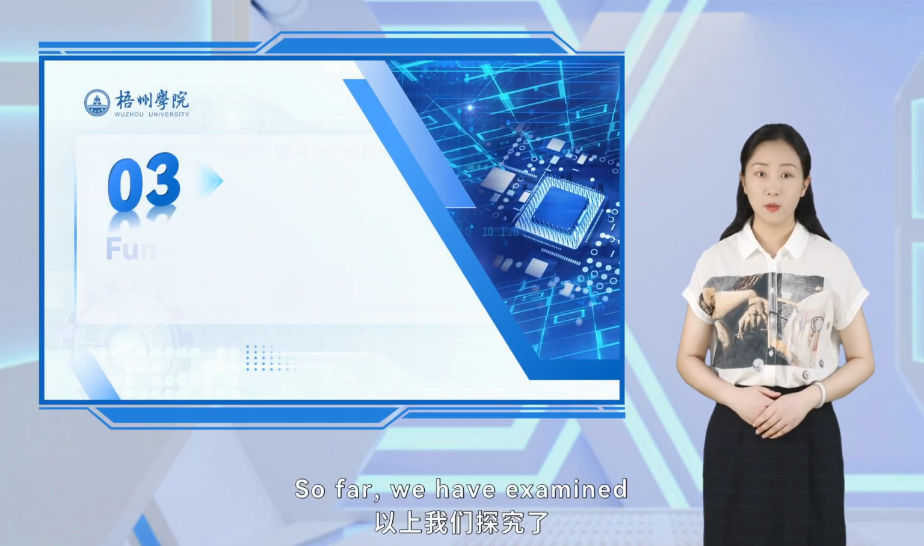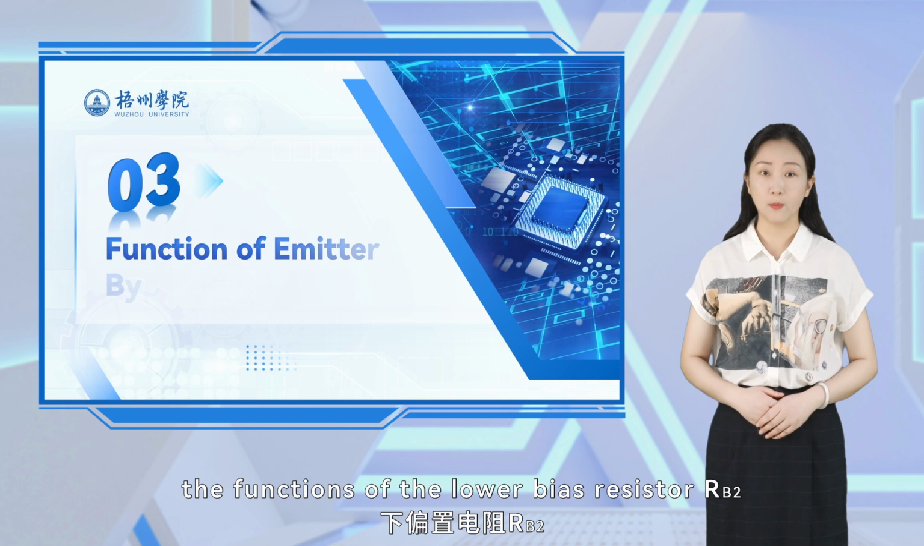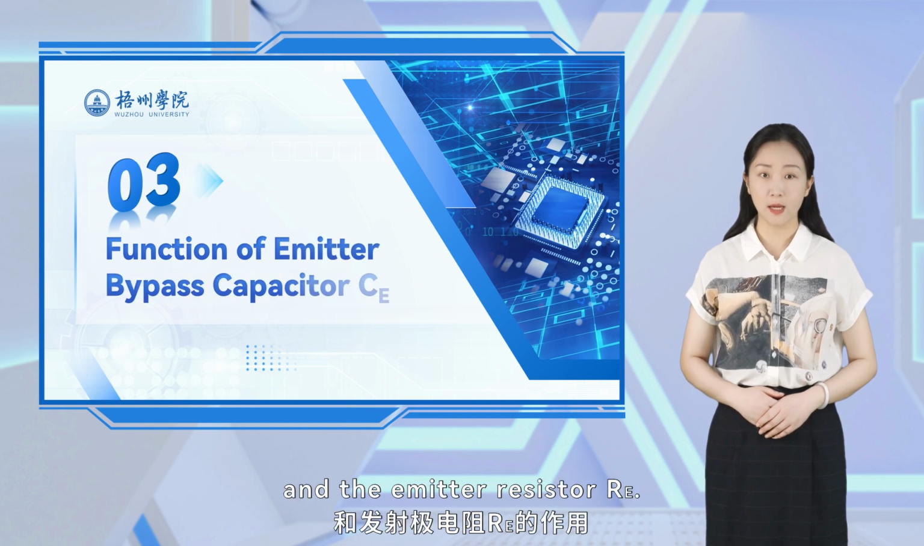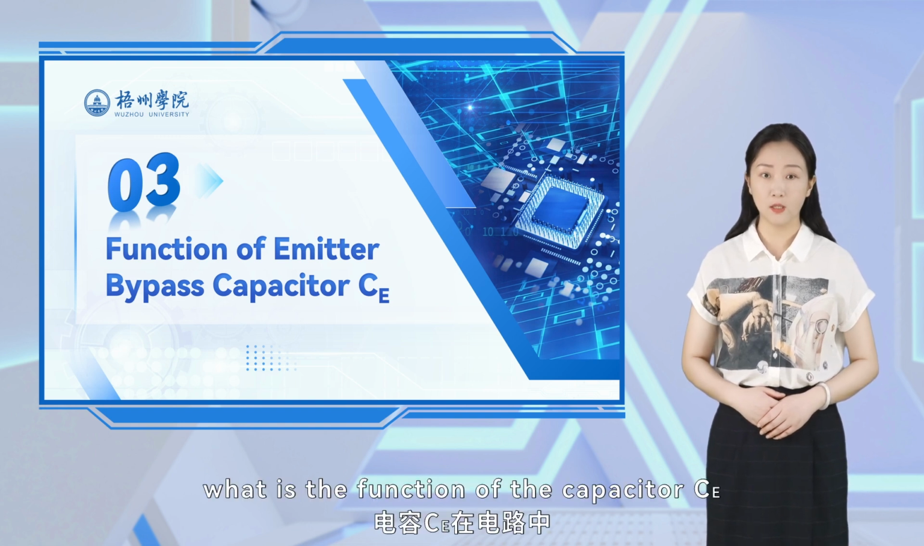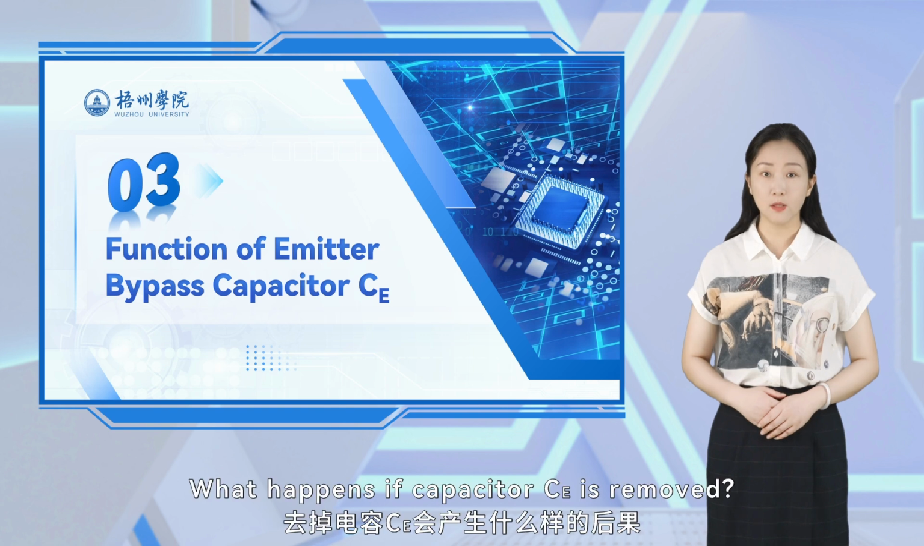So far, we have examined the functions of the lower bias resistor RB2 and the emitter resistor RE. Now a question: what is the function of the capacitor CE in the circuit? What happens if capacitor CE is removed?